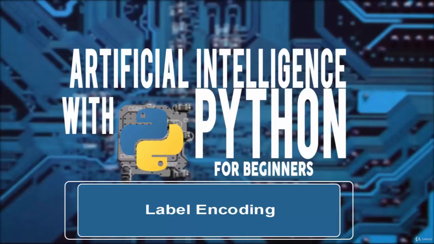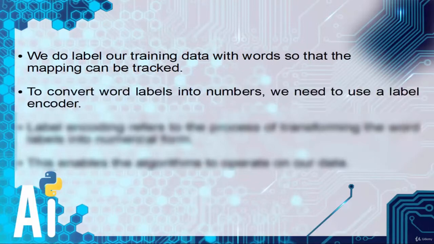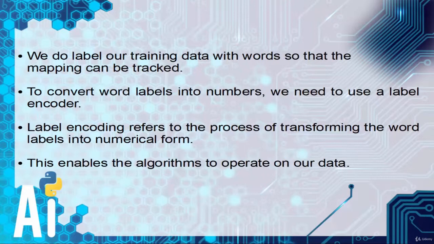Welcome. In this video, we will learn about label encoding. We label our training data with words so that the mapping can be tracked. To convert word labels into numbers, we need to use a label encoder. Label encoding refers to the process of transforming the word labels into numerical form. This enables the algorithm to operate on our data.